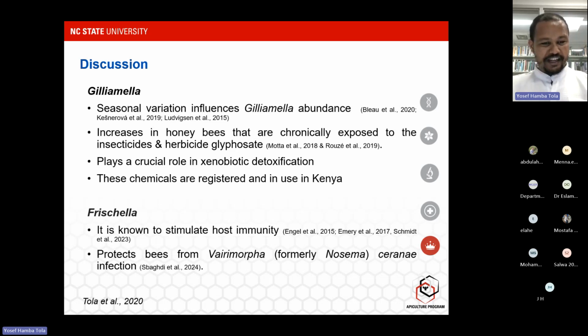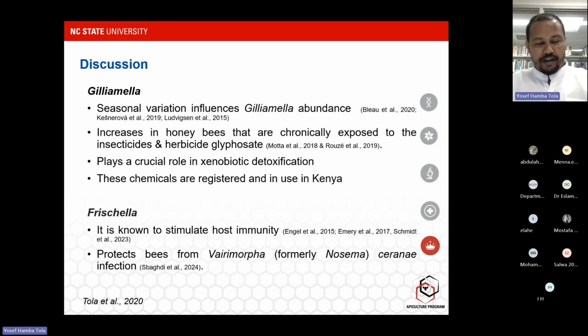And in addition, it also helps to protect the bees from the Nosema ceranae infection. And that means maybe this can raise another question, another hypothesis. Okay, if Frischella is supporting the immune system, and maybe also protecting the bees from pests or pathogens, it raises a question. So it can be correlated maybe.